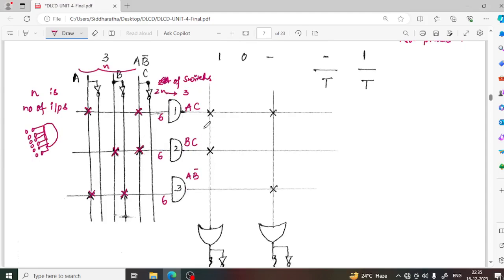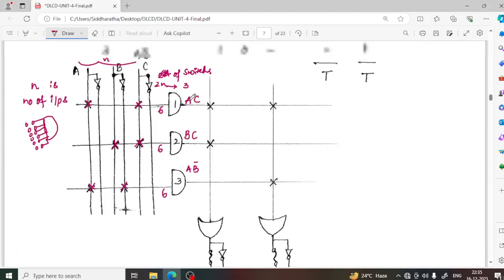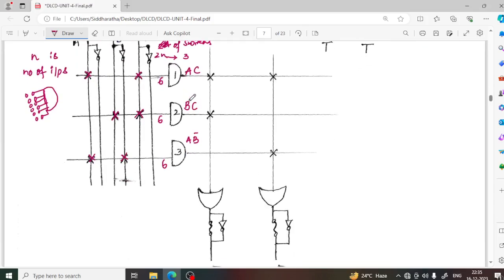Now you have to design F1 and F2. These are the distinct product terms generated. Then you have to generate the actual outputs F1 and F2. For that we require the OR gates. There are 3 products, so every OR gate consists of at most 3 fuses: one fuse for AC, one fuse for BC, another fuse for A B bar. This joining represents the fuse. Here also you have to consider 3 fuses. Like this you have to draw.